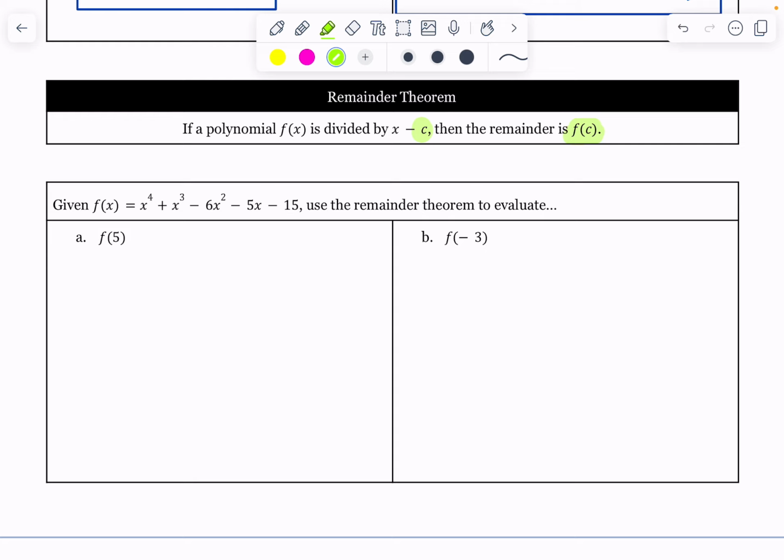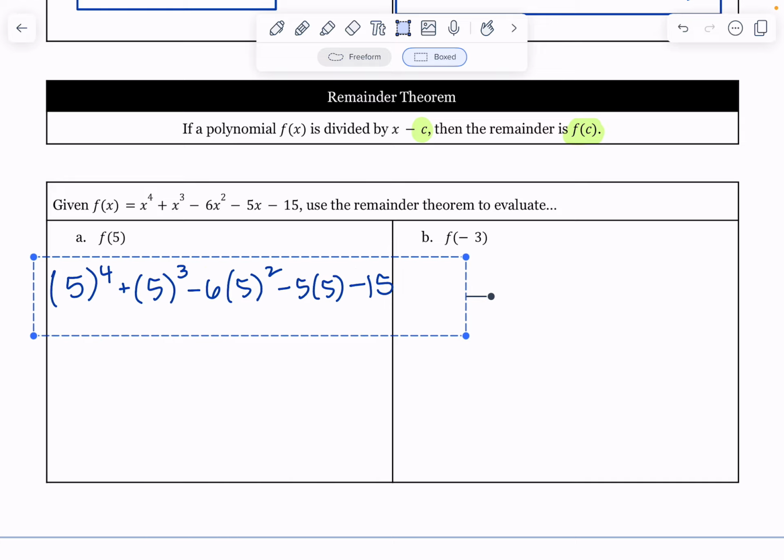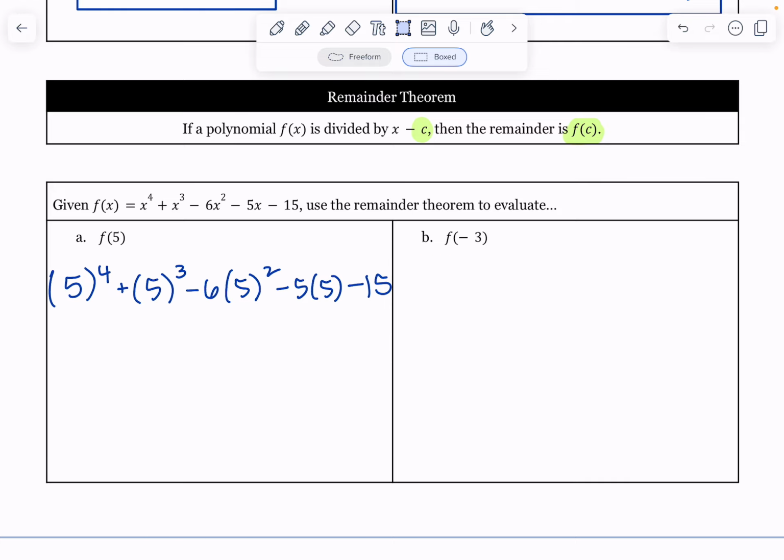All right, so given f of x equals x to the fourth plus x cubed minus 6x squared minus 5x minus 15, use the remainder theorem to evaluate. So for f of 5, that means I'm going to plug in 5 for x. I'm just going to do all this in my calculator, but what that would look like in the calculator would be 5 to the fourth plus 5 cubed minus 6 times 5 squared minus 5 times 5 minus 15. Okay, and I'm going to take a second and type that in.